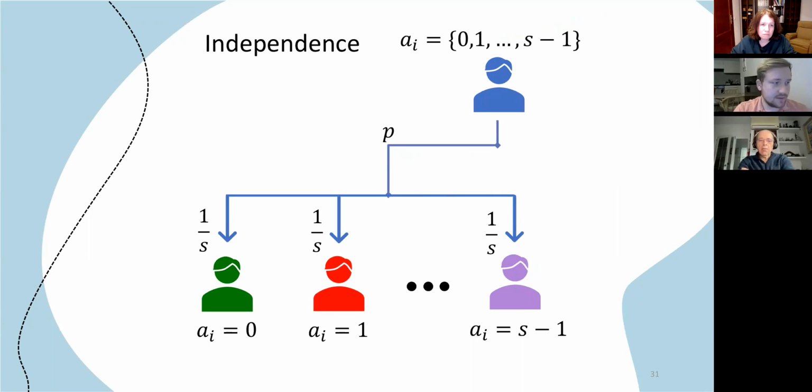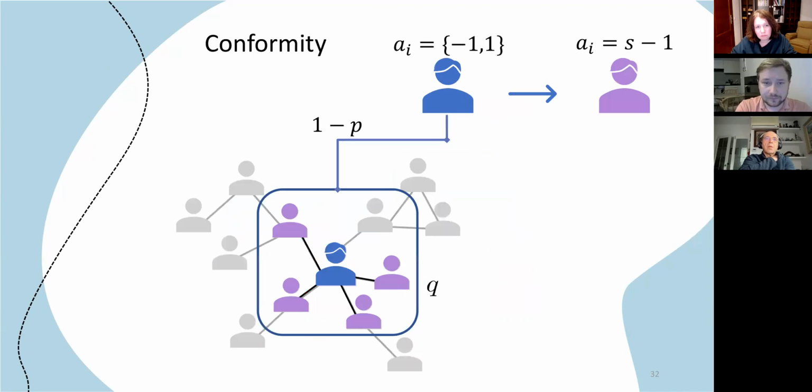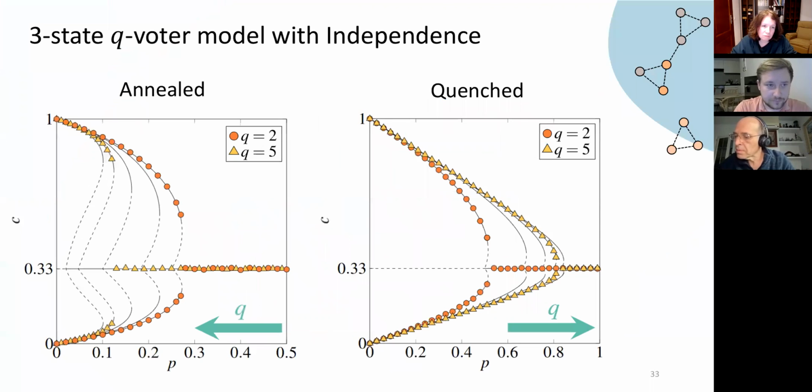And how does the model look in the multi-state case? Independence is exactly the same, but instead of flipping a coin, I pick one of the possible S states with equal probability. So I have a uniform distribution among these states. And the conformity case is also exactly the same, but I have more possibilities because I can have a neighborhood in the q-panel which agrees on the value s-1, for example. So my agent will also pick the value s-1. And what the outcome was, I calculated everything analytically, made the simulations, and we obtained this kind of pictures.